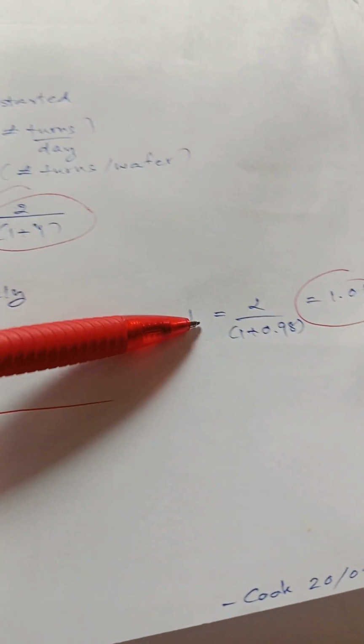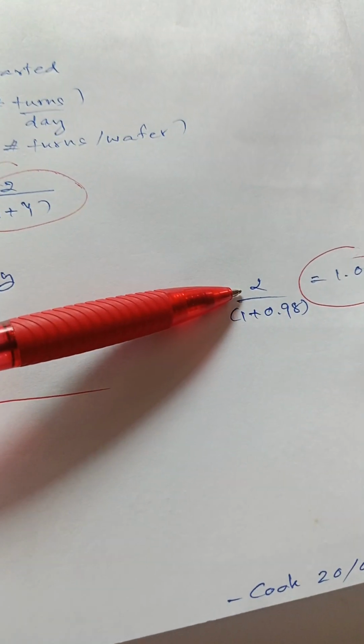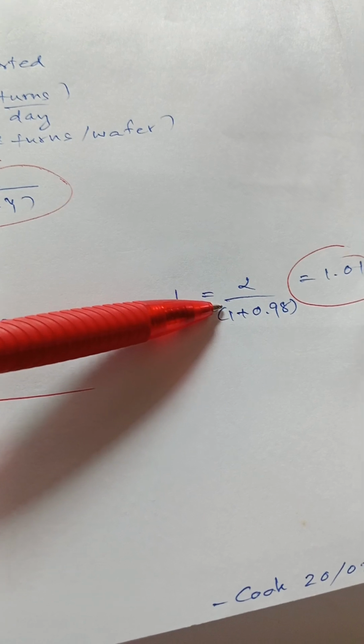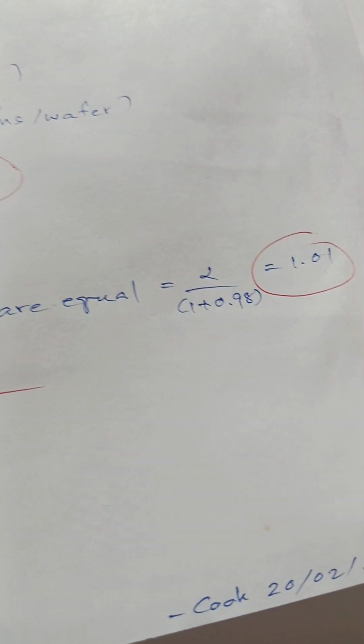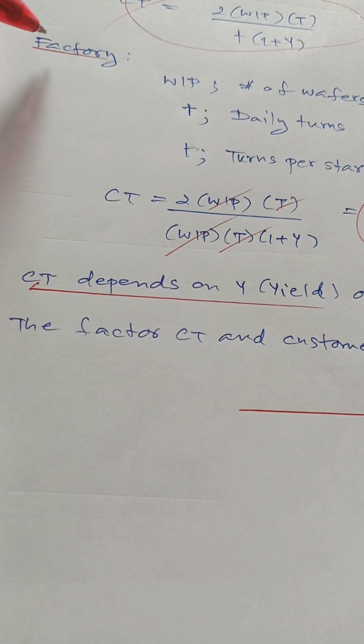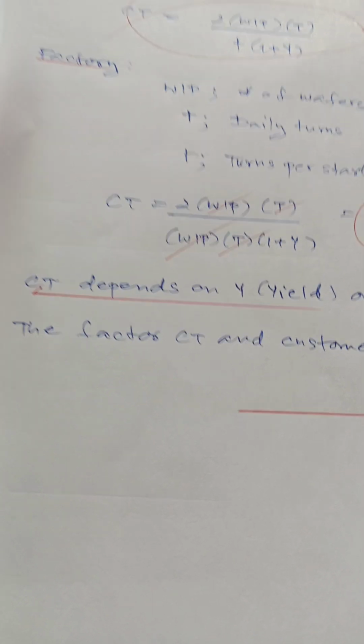And you just calculate, your Y is 98%. So that's going to be 2 over 1 plus 0.98, which gives you 1.01. Your CT, both factory CT and customer requirement CT, they are equal. Okay?